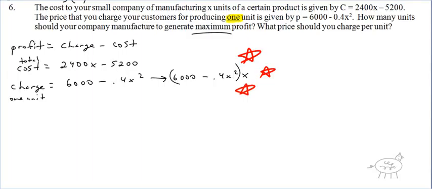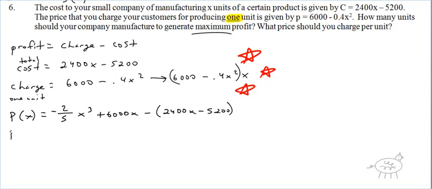Okay? All right, so now let's get our profit equation. P of x is equal to negative 0.4x, but if I write negative 2/5, it's easier to take the derivative. Negative 2/5 x cubed, multiplying that out, plus 6,000x minus 2,400x minus 5,200. So if I simplify this, P of x is equal to negative 2/5 x cubed plus 3,600x plus 5,200.